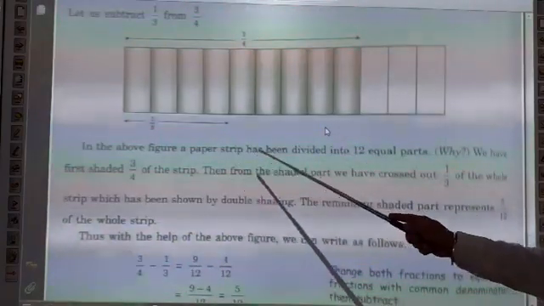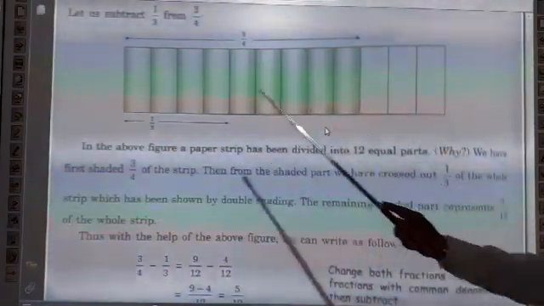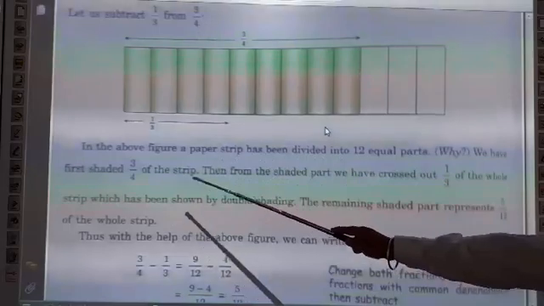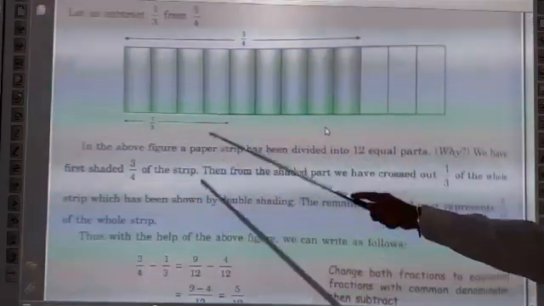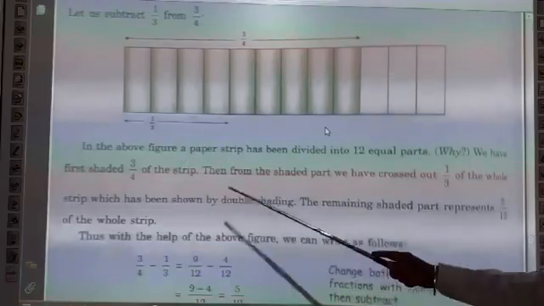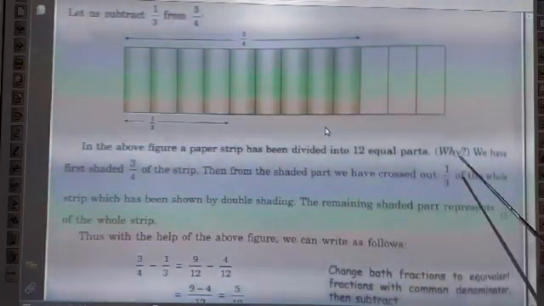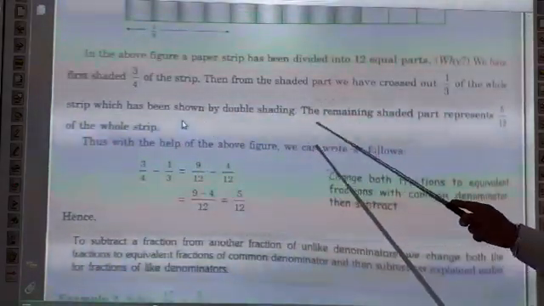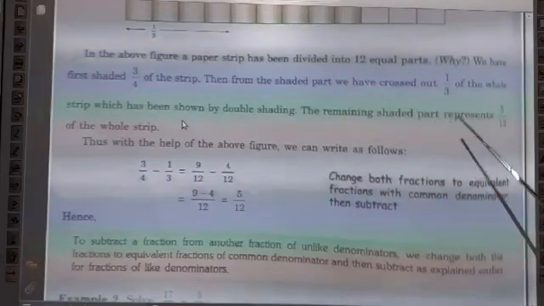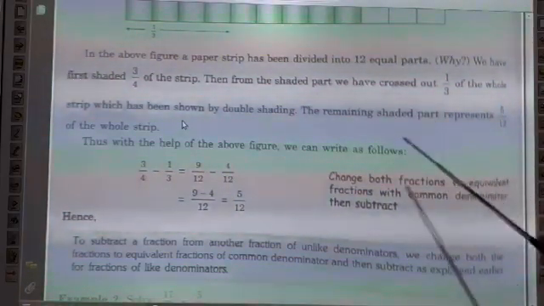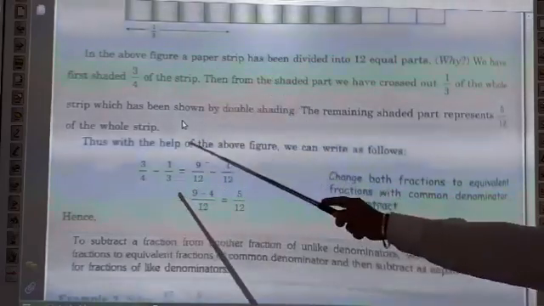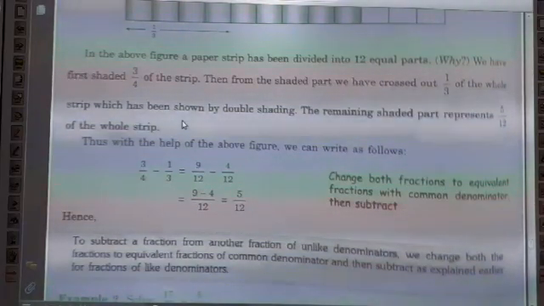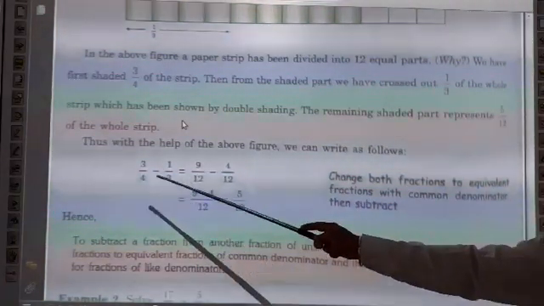In the above figure, a paper strip has been divided into 12 equal parts. Total parts 12. We have first shaded 3 by 4 of the strip. Then from the shaded part we have crossed out 1 by 3 of the whole strip, which has been shown by double shading. The remaining shaded part represents 5 upon 12 of the whole strip. Thus, with the help of the above figure, we can write it as follows. Look, 3 by 4 minus 1 upon 3. 4 threes are 12.